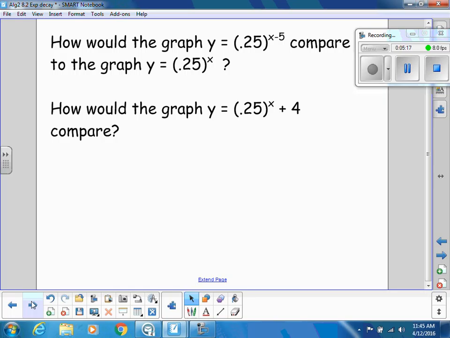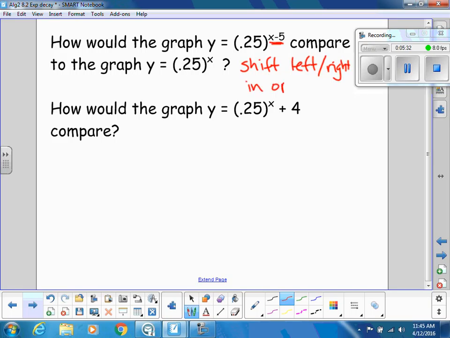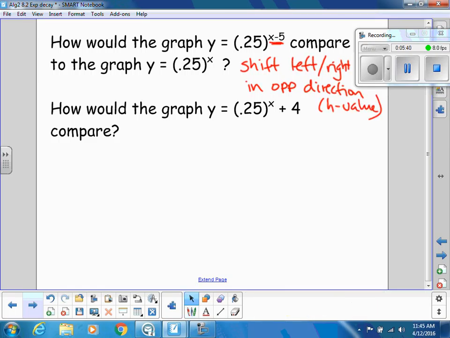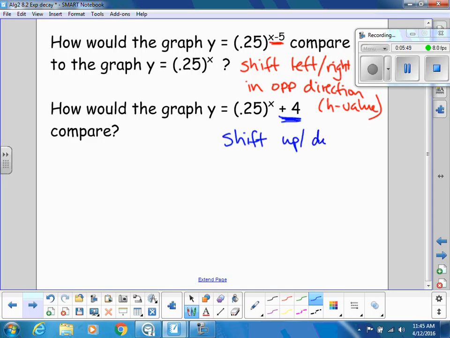And again, we have to think about what's going to happen if I add or subtract in the exponent. That's still going to shift left or right in the opposite direction, just like your h value. And then if I add or subtract afterwards, after the exponent, that's going to shift up or down depending on the k value. So this one would shift up.